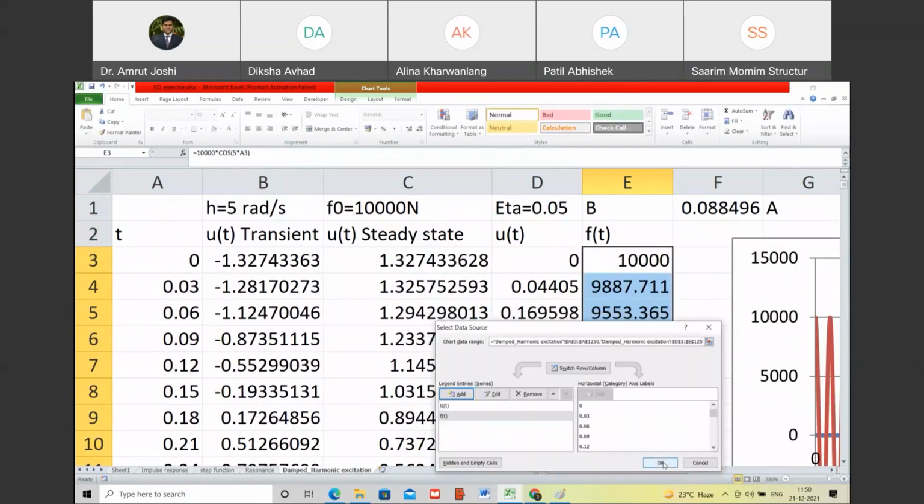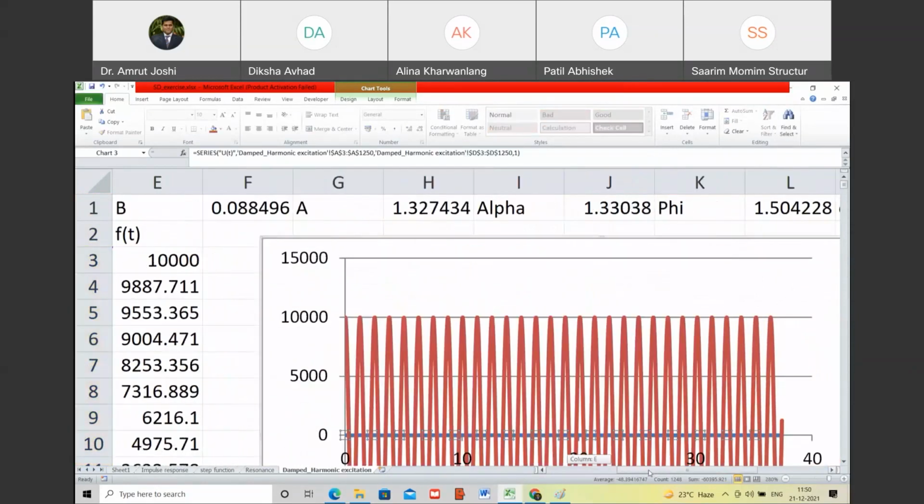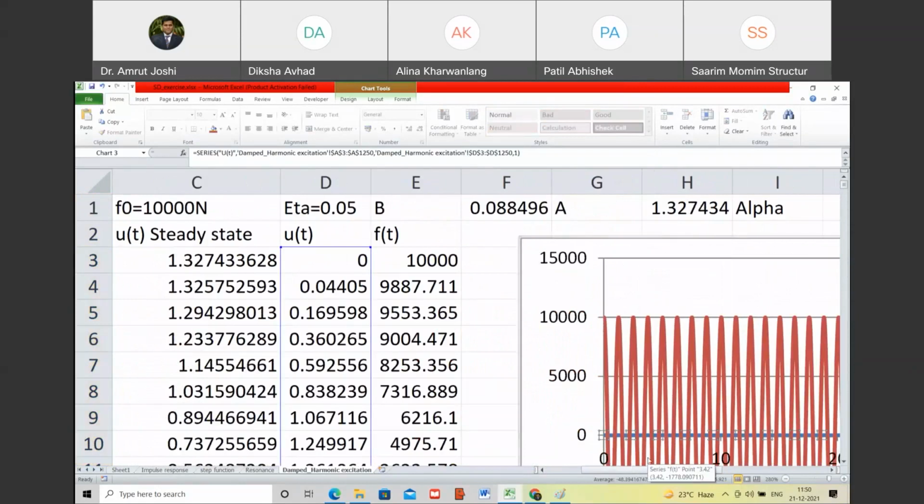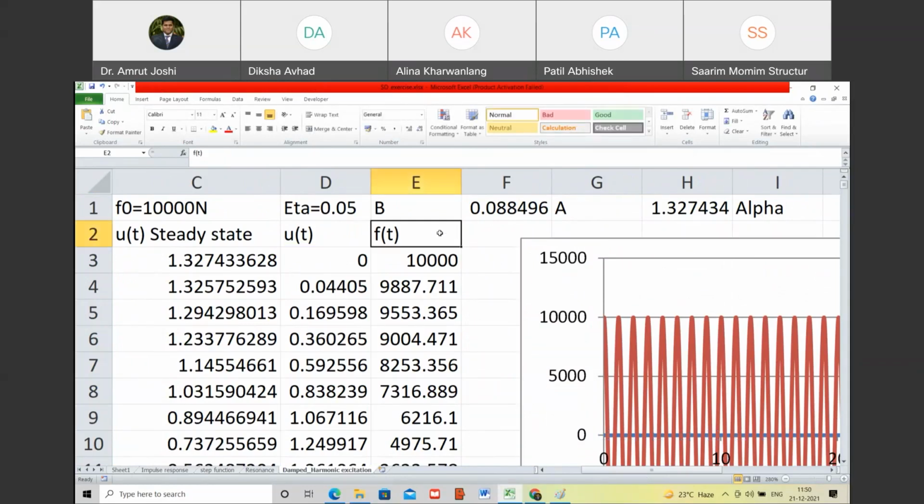Now, the problem with this representation is, as the force value is very large in comparison with u of t, you will not be able to see the intricacies. So, therefore what are we going to do? I am going to divide each and every term in this row by 10,000. Are you with me? So, the force value will also fluctuate between plus minus 1. And instead of calling this f of t, I will call it f of t divided by 10,000. Are you with me? So let me do that exercise.